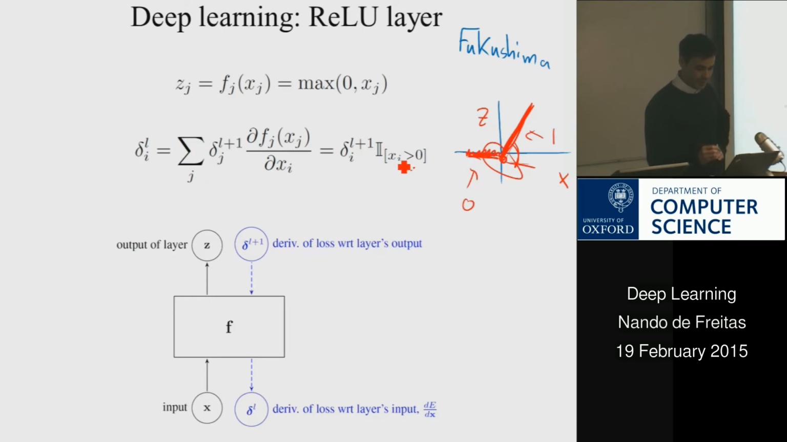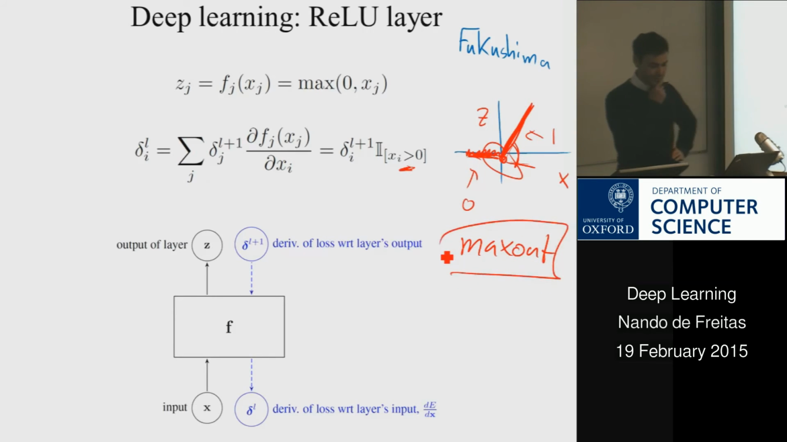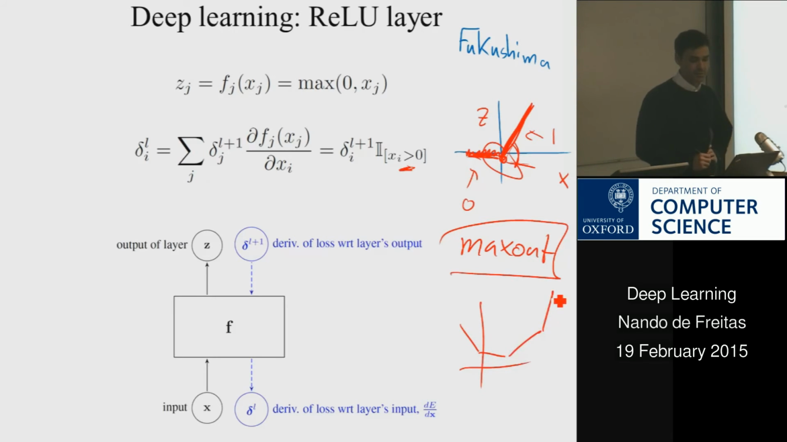There's something very similar to ReLU called Maxout, by Yoshua Bengio and his colleagues. And that's also a very nice unit. What it does is it takes a piecewise set of lines. There are many other types of units.